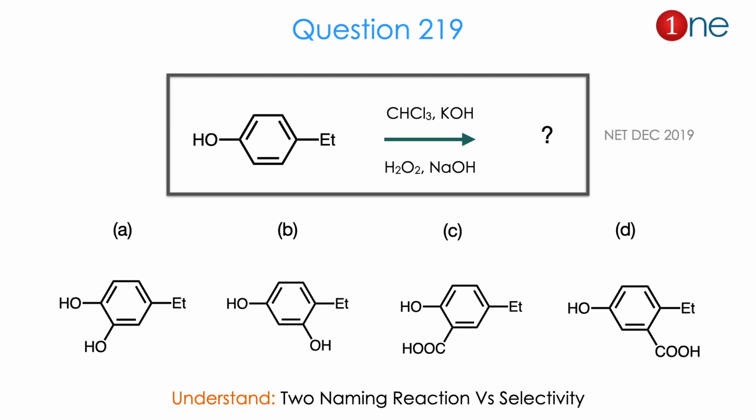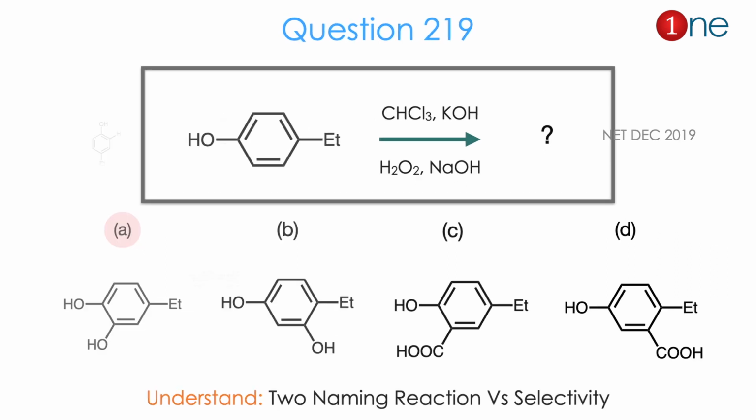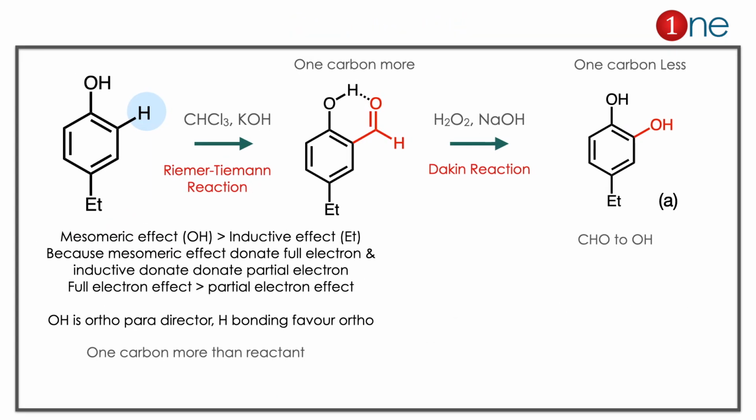So from the question, the reagents and the 4 different products, you might realize the question contains 2 named reactions and their selectivity is the real question here. The answer is A. Let us see how. Here 2 named reactions are involved. One is the Reimer-Tiemann reaction, another is the Dakin reaction.